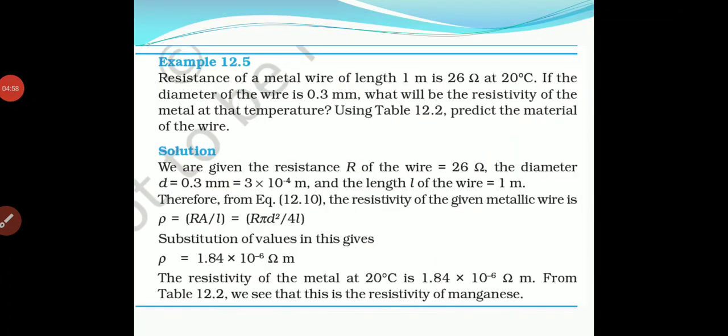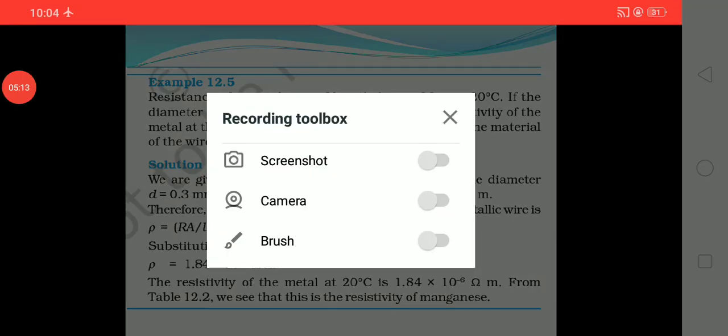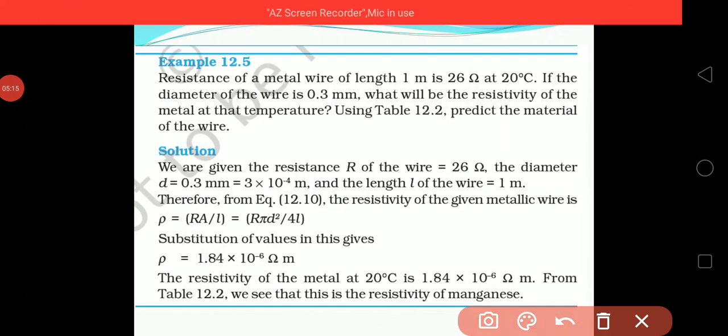In the same way, the third one is 12.5. The resistance of a metal wire of length 1 meter is 26 ohm at 20 degrees Celsius. If the diameter of the wire is 0.3 mm, what will be the resistivity of the metal at that temperature? Predict the material of the wire.